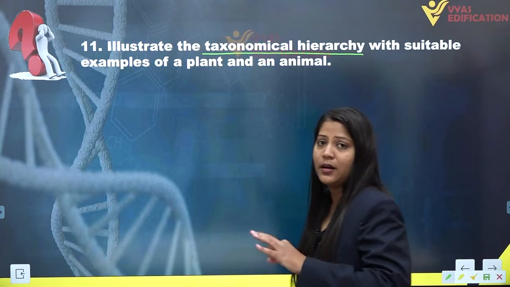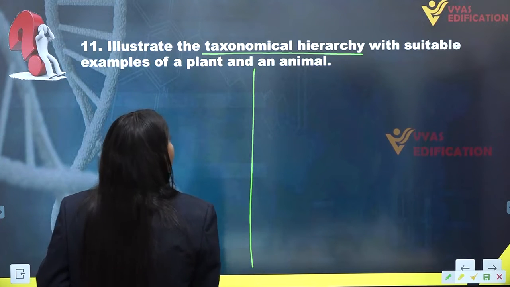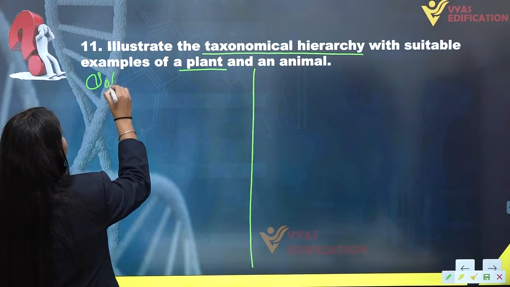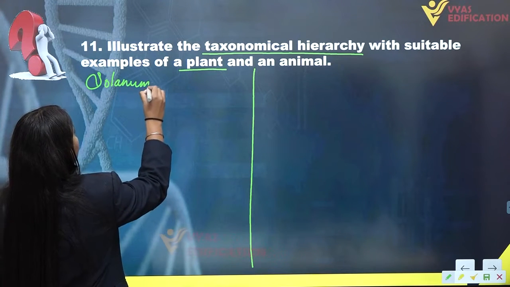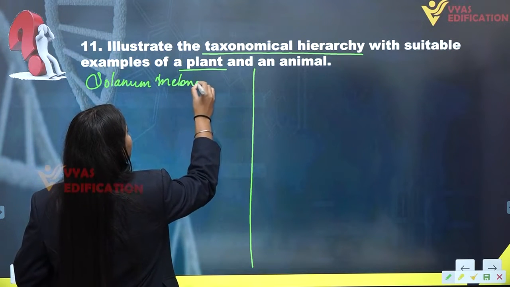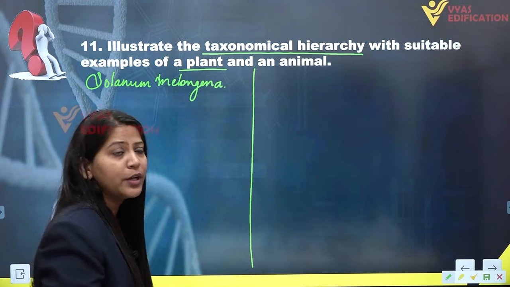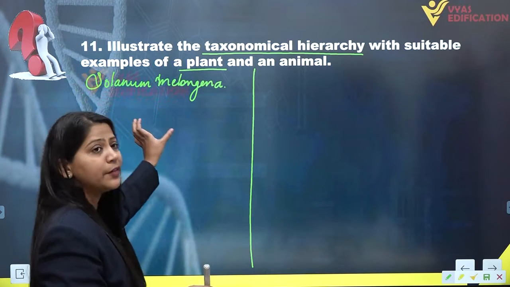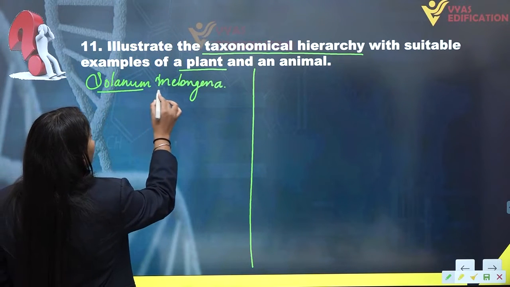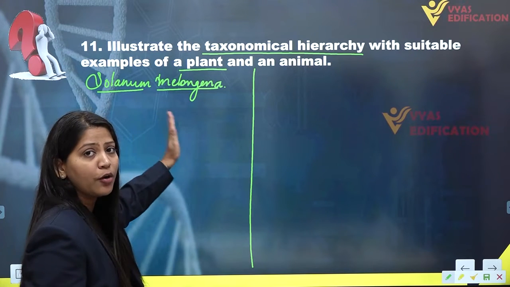Now we will see the examples of animal and plant. In case of plant, we are taking the example of Solanum melongena, which is the scientific name for brinjal. We write the scientific name by hand, so it should be underlined separately like this. So this is the scientific name of brinjal.